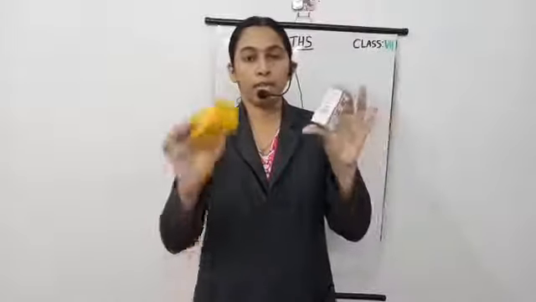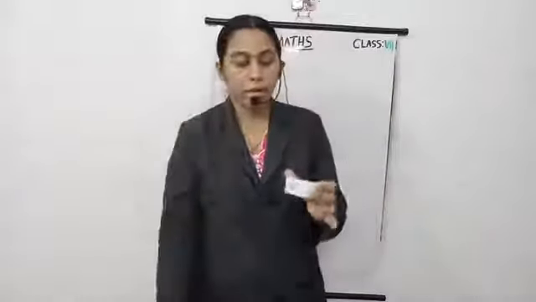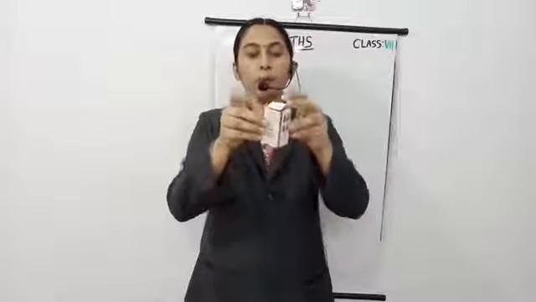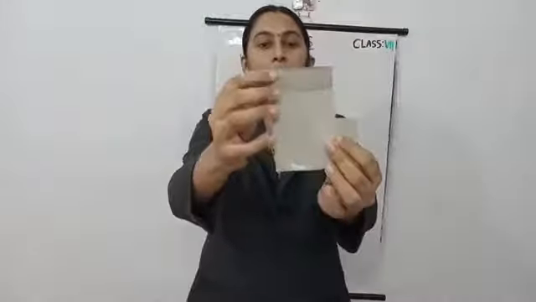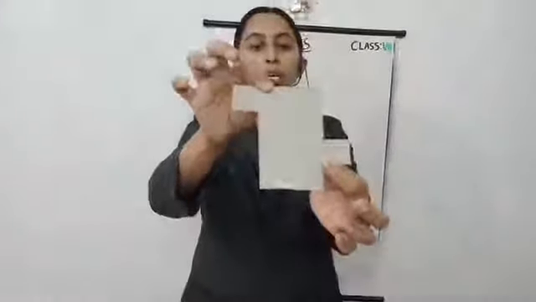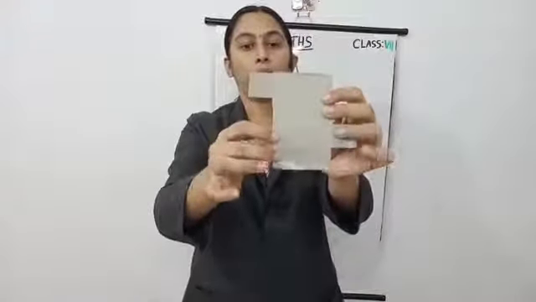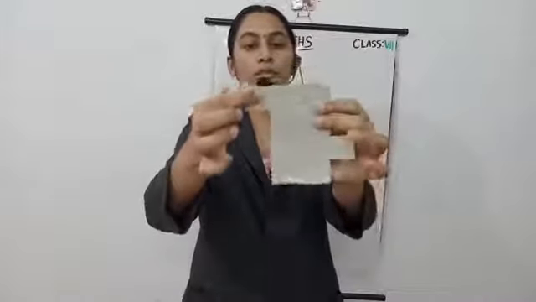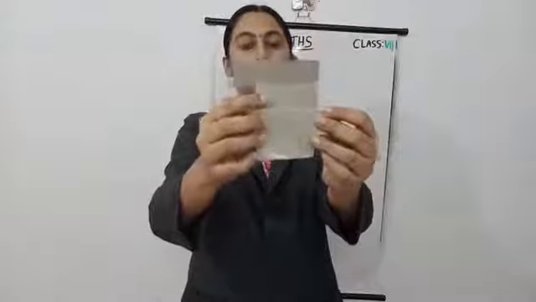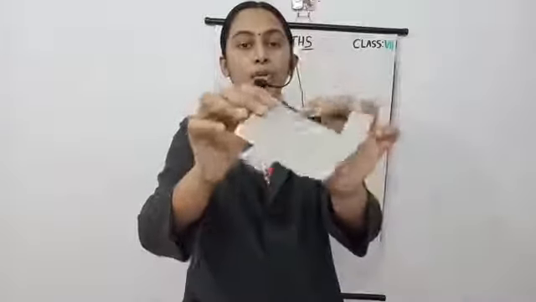So this is a cuboid shape, isn't it? Cuboid shape. Its net is, we open this shape, then we get a shape like this. This is the net of a cuboid. Now check here how many rectangles. 1, 2, 3, 4. Here 5, 6. Okay. So this is the net of a cuboid.